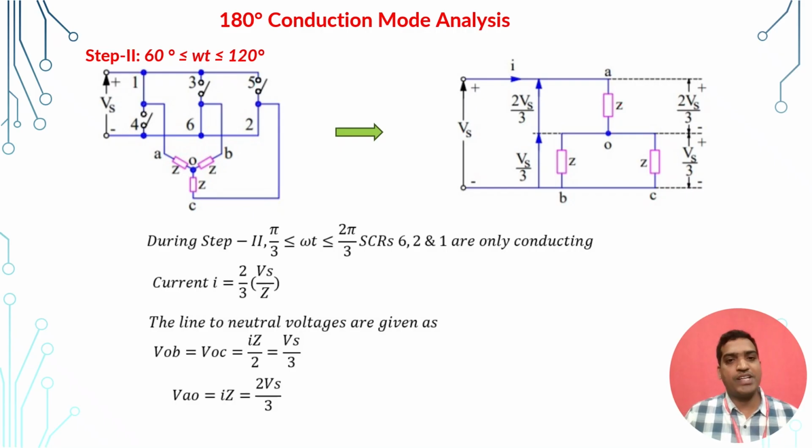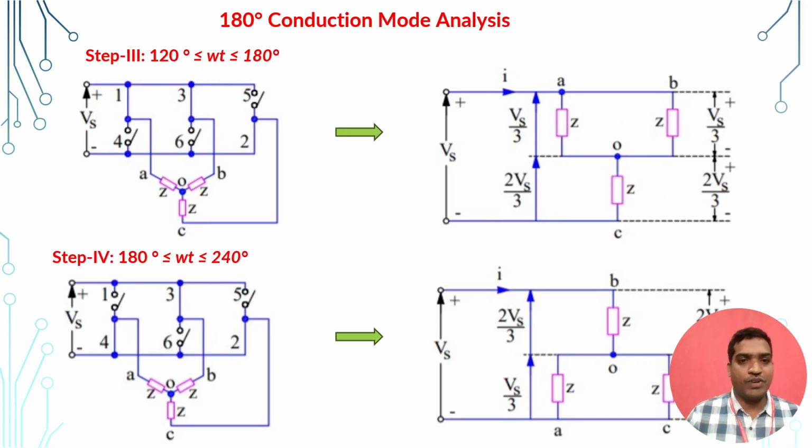In a similar fashion, for the remaining intervals also, that is from 120 to 180 as well as 180 degrees to 240 degrees, we can find the voltages across each phase. A similar mathematical approach can be applied. For example, 120 to 180 degrees, what happened? The voltage across Va0 you can get as Vs by 3. Similarly, the voltage across Vb0 also you can get as Vs by 3. But the voltage across V0C you can get as 2Vs by 3.